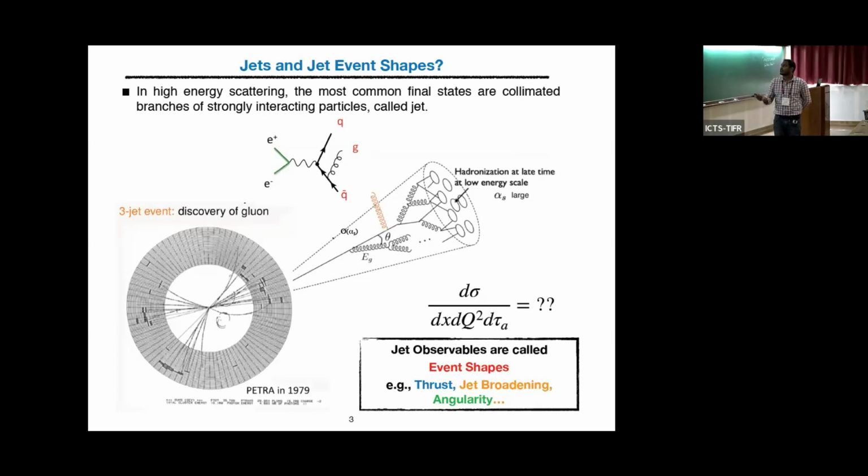We usually address this jet physics by addressing jet observables, which are called jet event shapes. We have several jet event shapes: thrust, jet broadening, angularity. Thrust is the most extensively studied, and jet broadening is also studied more or less well. Angularity is a little bit of something we will be focusing on here.